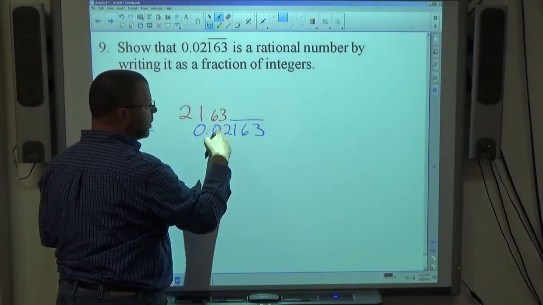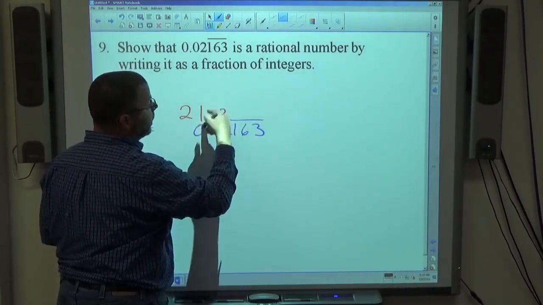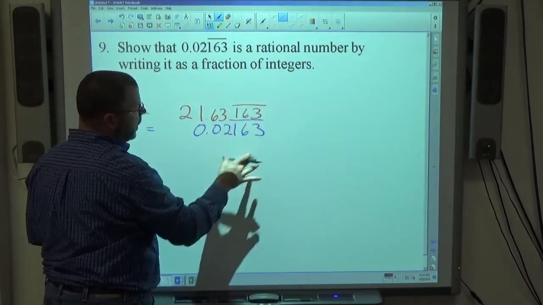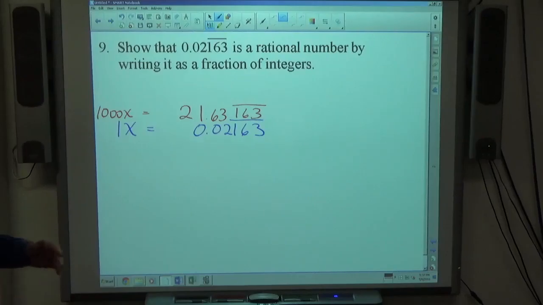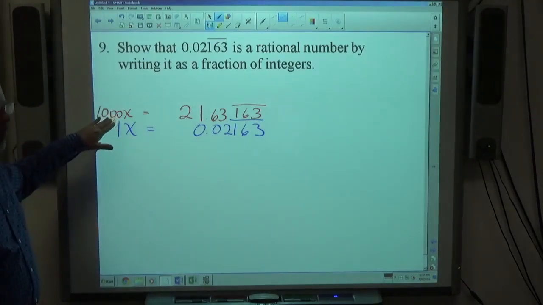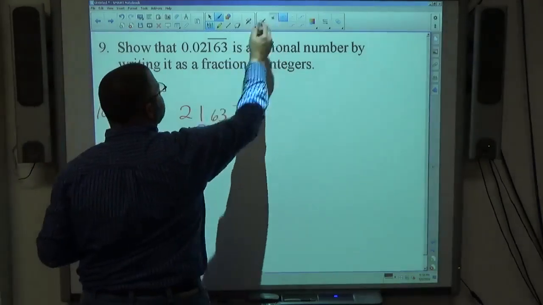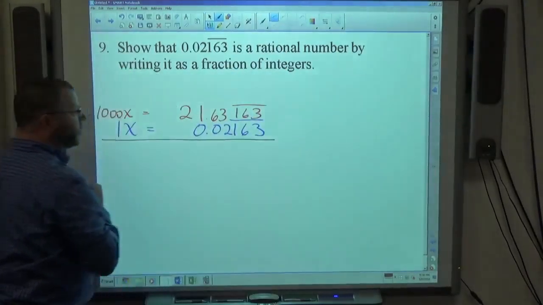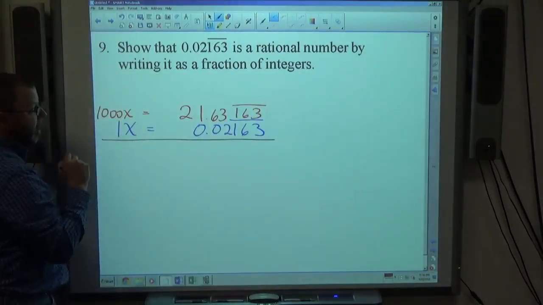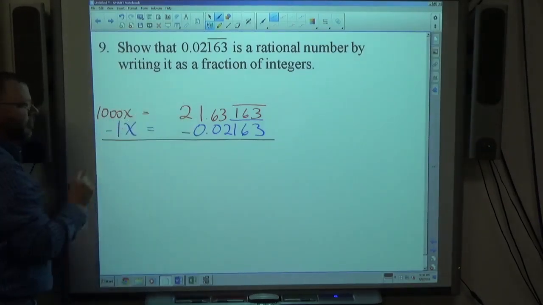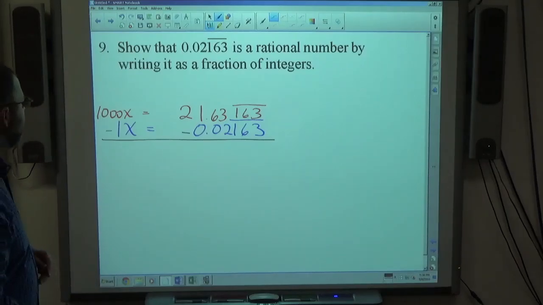And then the digits 163 repeat, so 21.63, then we repeat 163. Put the bar there so all the repeating things line up. Okay, and again, required to multiply by the correct number here in order to get the decimals to line up in the right places. Once I get the problem set up structurally correctly, now I'm going to subtract the blue from the red. So subtract the original from the multiplied object.